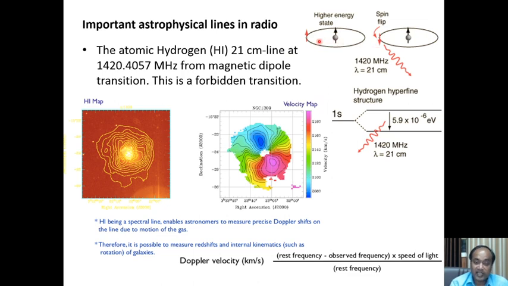And they can randomly flip. When they randomly flip over a long period of time, there is an energy difference of about 5.9 micro electron volt between these two states. And when such a flip happens, when the electron comes from a higher state to the lower state, this is a magnetic dipole transition, which comes at a frequency of 1420.4057 megahertz.